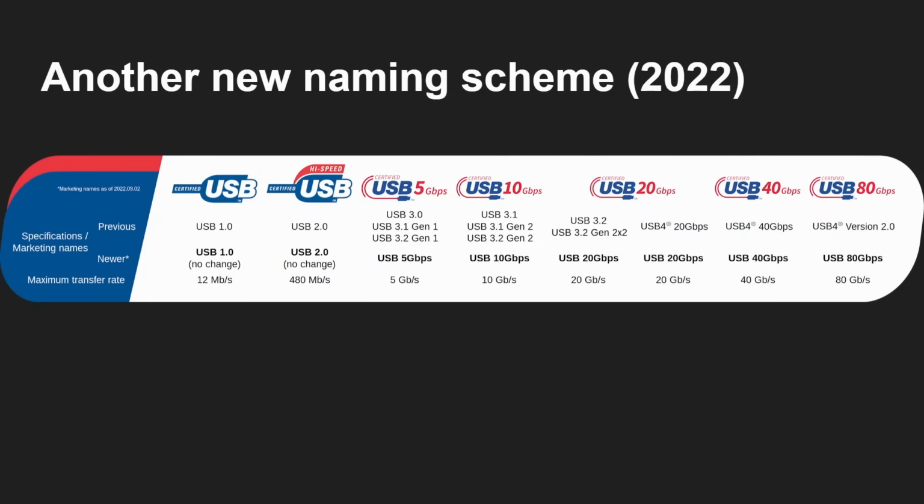Now, of course, the USB people finally did realise that they've really confused everybody with this. So look here, USB 3 was actually USB 3.1 Gen 1, was actually USB 3.2 Gen 1, actually it's 5 gigabits a second. So what they've done now is they've got this new naming here: USB 5 gigabits per second, USB 10 gigabits a second, USB 20 gigabits a second, USB 40 gigabits a second, and USB 80 gigabits.